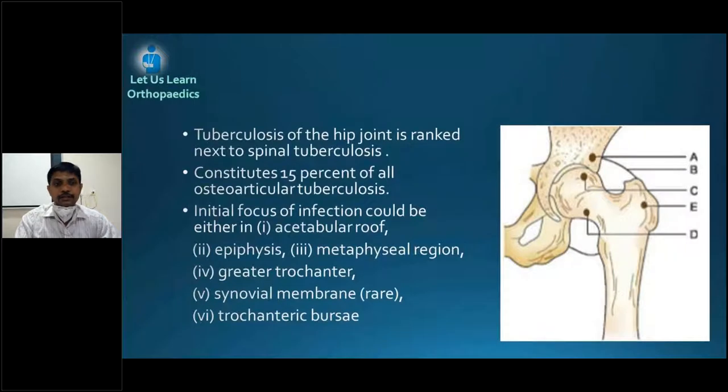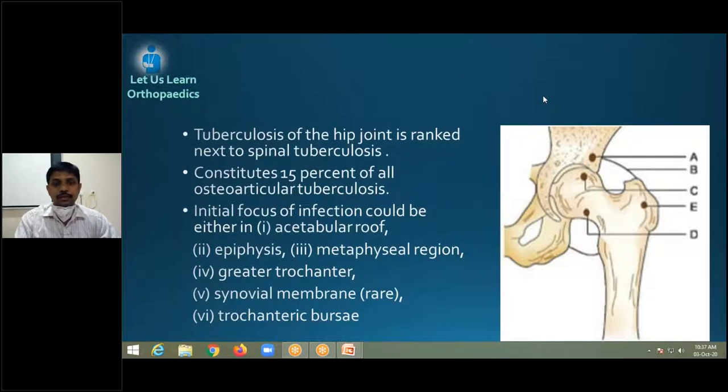Tuberculosis of hip joint is ranked next to spinal tuberculosis and it constitutes 15% of all osteoarticular tuberculosis. Initial focus of infection will be either in the acetabular roof, epiphysis, metaphyseal region, greater trochanter, synovial membrane and trochanteric bursa. So if you see this diagram here, you can see the septic focus of infection of tuberculosis will be in the acetabular roof A, or in the synovial membrane B in the chart, or in the epiphysis C in the diagram, or in the greater trochanter E in the diagram, and neck of the femur or metaphyseal region D in the picture shown on the right side.